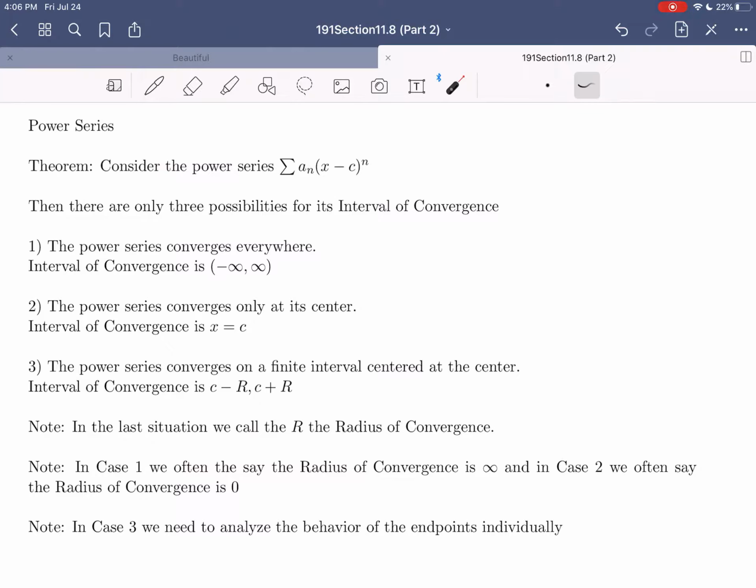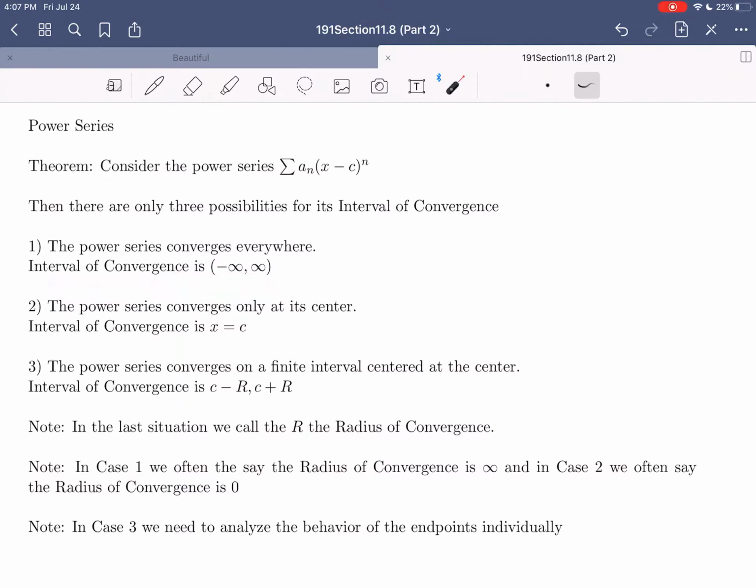This theorem says we have a power series, sum a sub n, x minus c to the n. Remember, this x equals c is the center of our power series. Then this theorem says that there are only 3 possibilities for the interval of convergence. First, the power series can converge everywhere, meaning that any x value you plug in returns a convergent infinite series. That means that the interval of convergence is negative infinity to infinity.